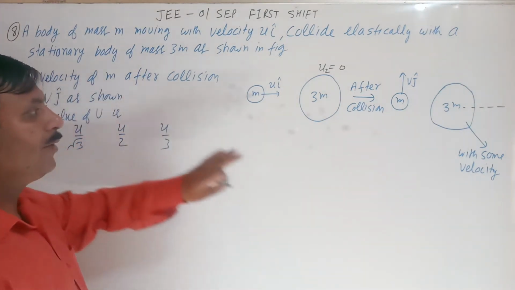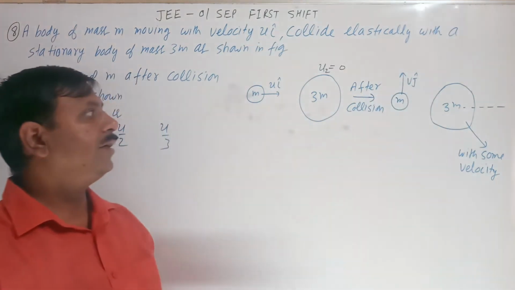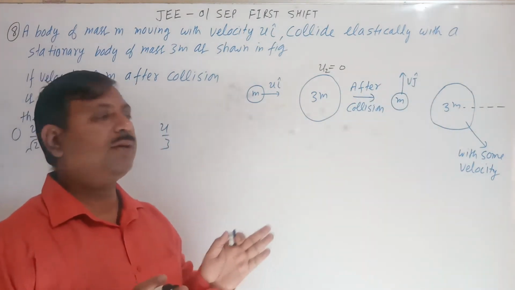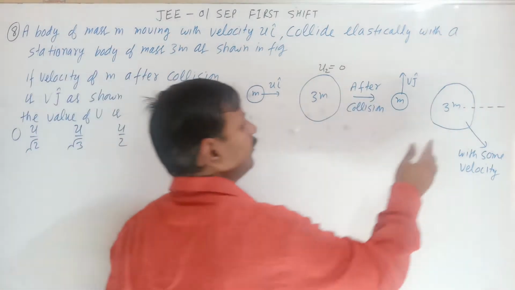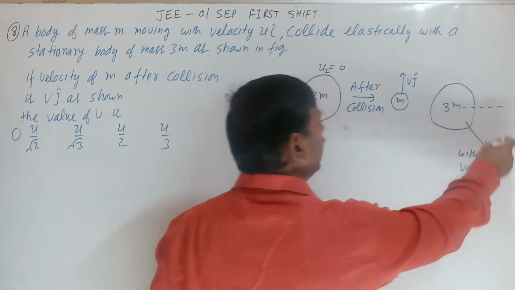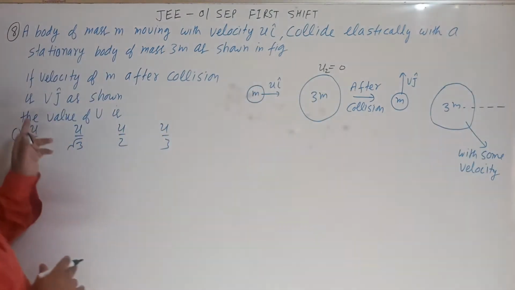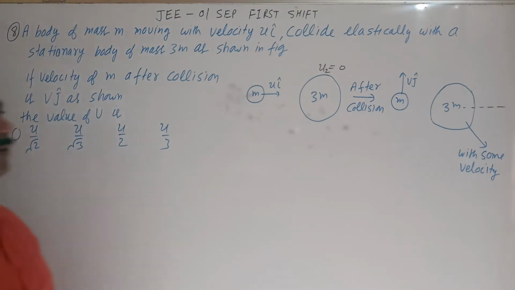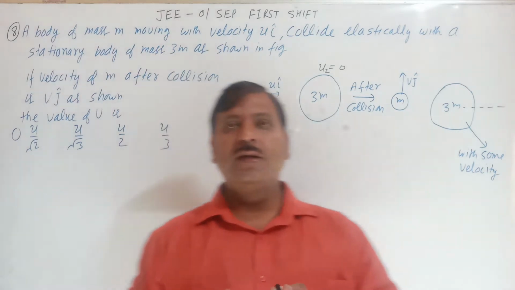If the velocity of m after collision becomes v j cap, where j cap is the unit vector along y-axis, and 3m has some velocity as shown in the figure, the value of v is? You have to find it. Okay?